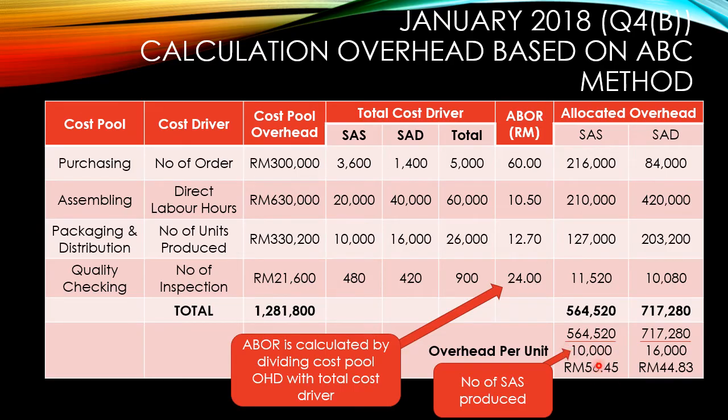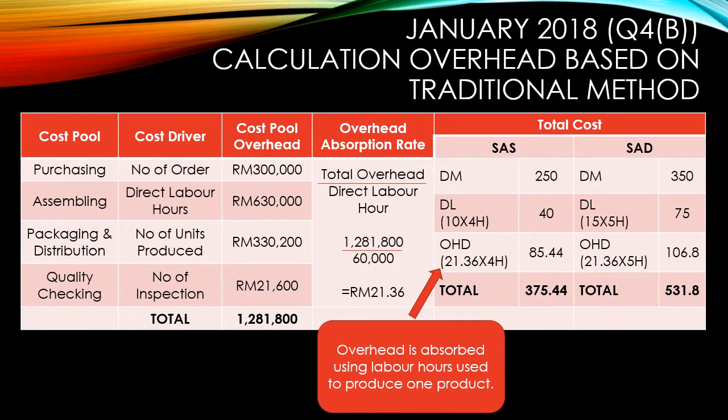So where do we get the 10,000? We get this from the question. The question says that we produced 10,000 units of product SAS and 16,000 units of product SAD. So the overhead per unit for product SAS is 56 ringgit and 45 cents. The overhead per unit for product SAD is 44 ringgit and 83 cents. Next, they ask you to compare the overhead using the ABC with the overhead using the traditional method.